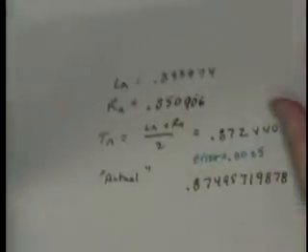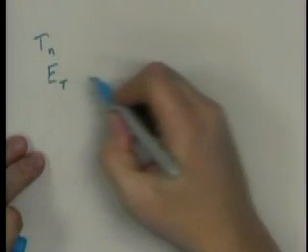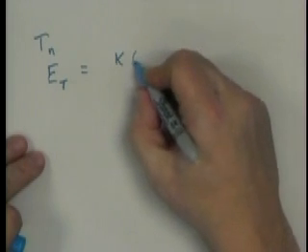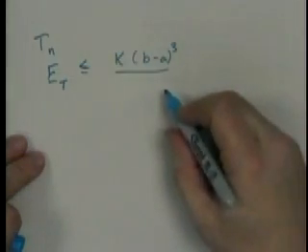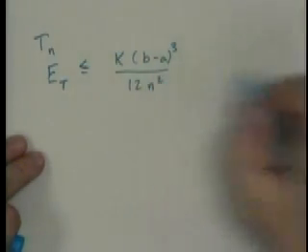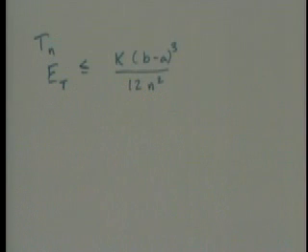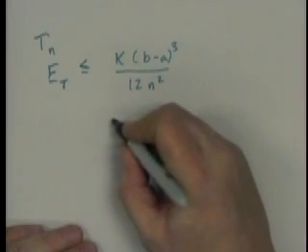Now, there are rules about the error that we can figure out, and your book gives us a formula. So for the trapezoid rule, we're going to call it E sub t for trapezoid. It's equal to kappa times b minus a cubed. I should say it's less than or equal to, so this gives us a maximum value for our error, over 12n squared. And kappa is an upper bound for the second derivative.